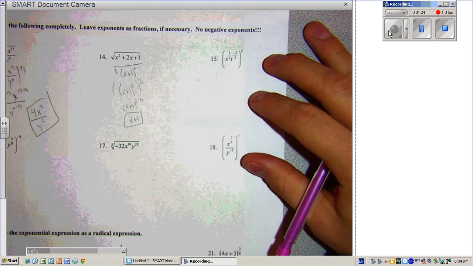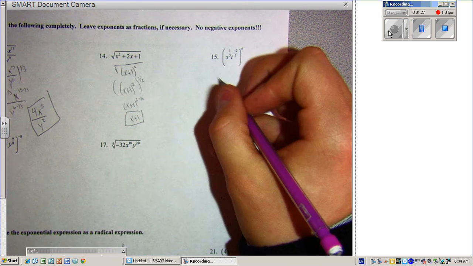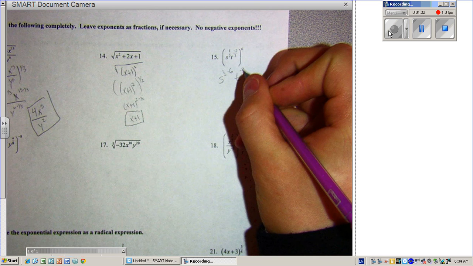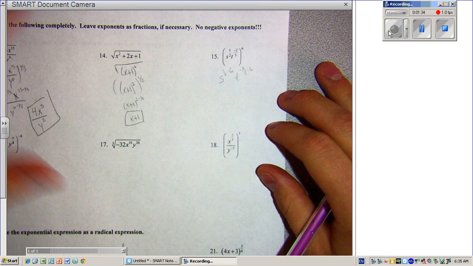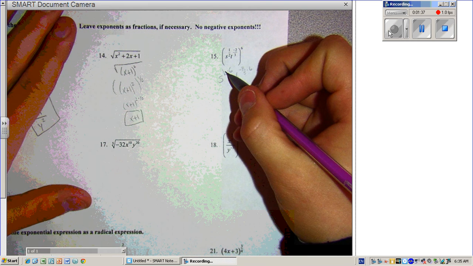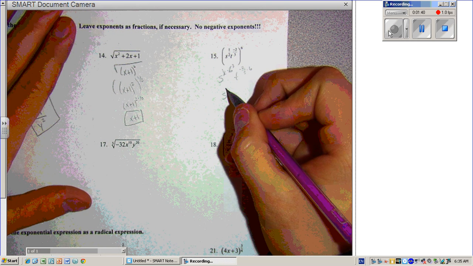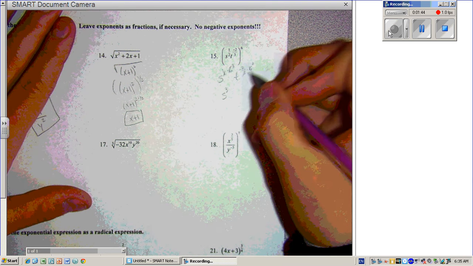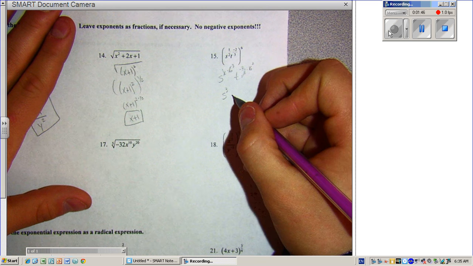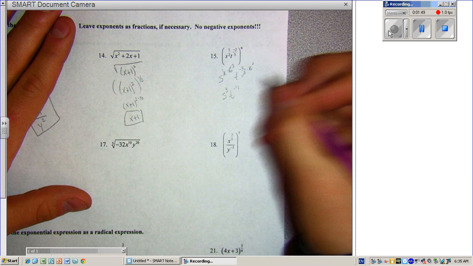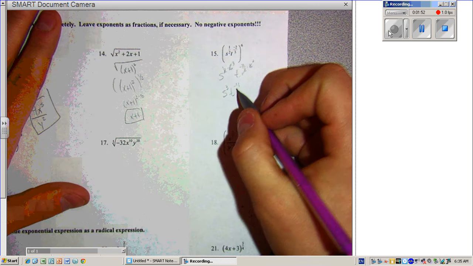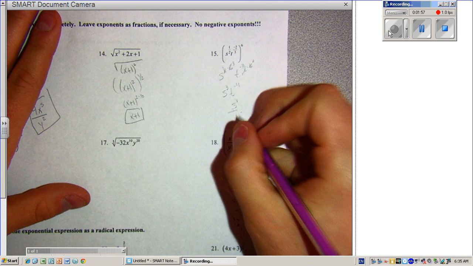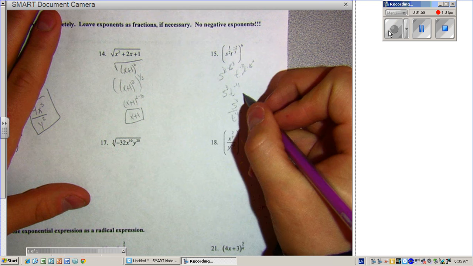Number 15, same idea. I need to think about it as distribution. So I have s to the 1/2 times 6, and t to the negative 2/3 times 6 as well. Now I can simplify this 1/2 times 6 as 3 over 1, so I'm left with s to the 3rd, and I can simplify the 6 over 3 as 2 over 1, so I'm left with t to the negative 4. Now remember, we can't have negative exponents, so the way I get rid of that is bring it to the denominator. So I'm left with s to the 3rd over t to the positive 4th power.